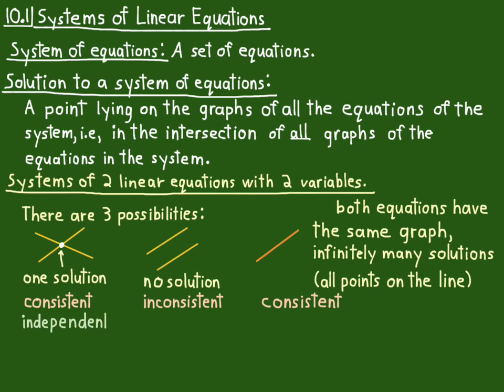Okay, independent, when you have one solution, that's independent. When you have two parallel lines with no solution, that's independent. And when you have two lines that are the same, that's dependent. Dependent really has to do with, technically it has to do with one of the equations in the system being a linear combination of the other equations in the system. That's the technical definition.